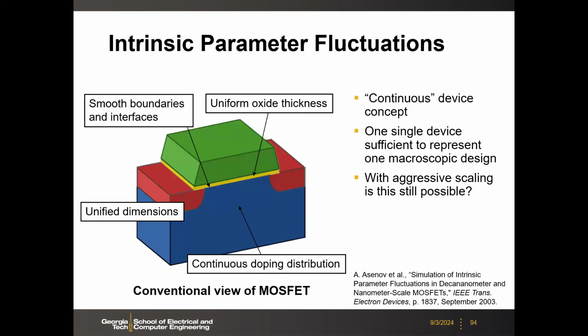So we're going to spend the rest of the lecture talking about the variability in the transistor. There are many intrinsic parameter fluctuations in the transistor structure. Here, this is a conventional planar bulk MOSFET, in a cartoon figure, and everything is perfect here. But in reality, it's not like this.